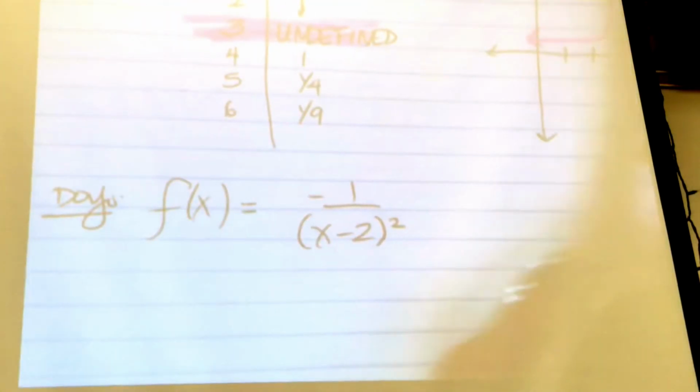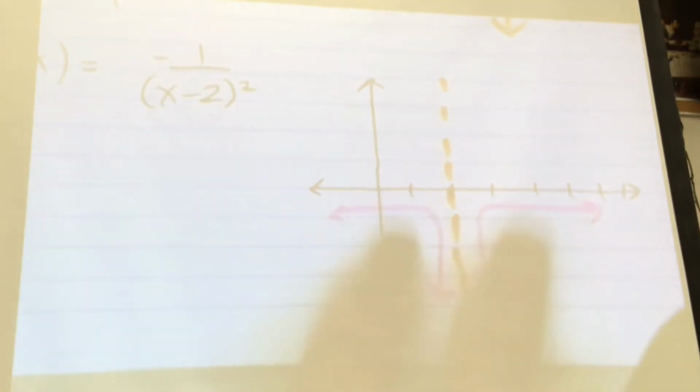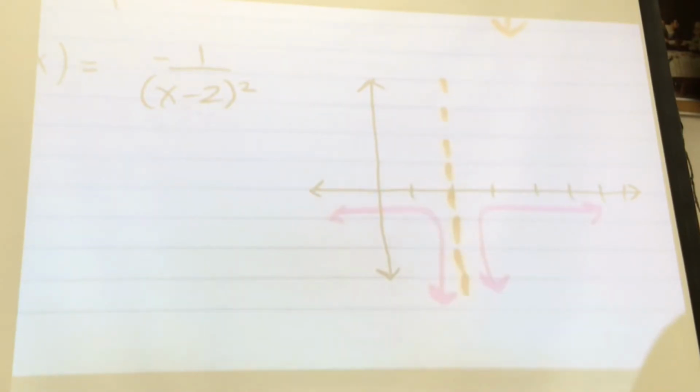Please graph f of x is equal to -1 over x minus 2 squared. So you'll notice for the doyo that you have an asymptote at 2, and that both graphs are in the negative, because once you square a number and then multiply or divide it by -1, both numbers are going to be negative. That's why they're both on the bottom.